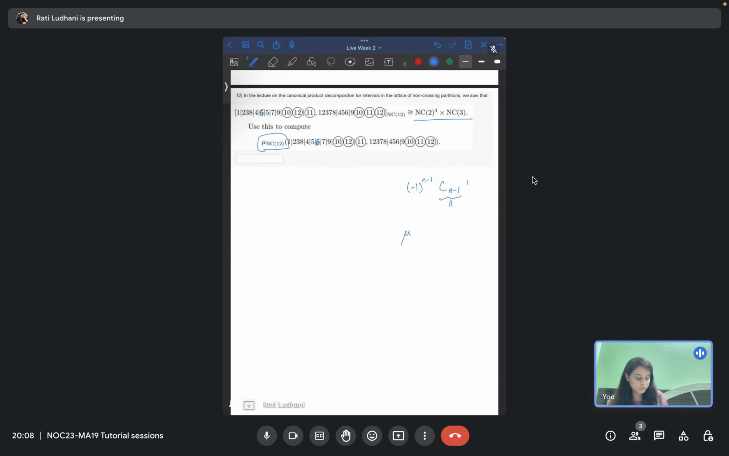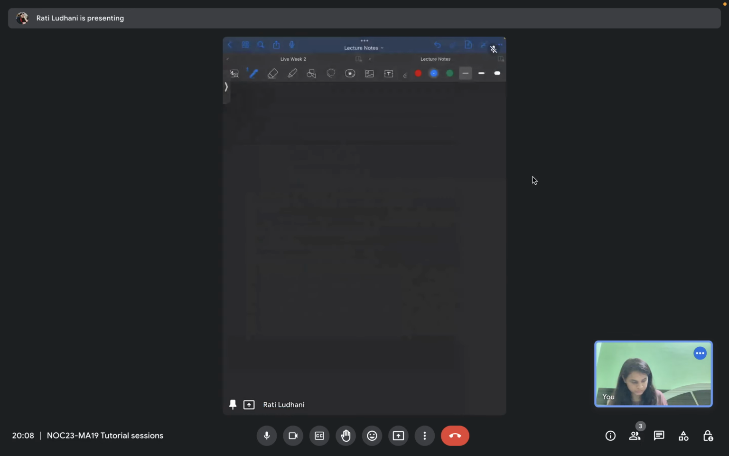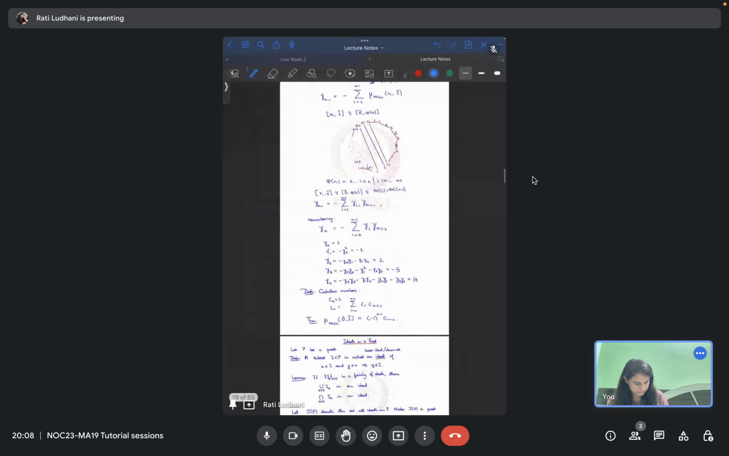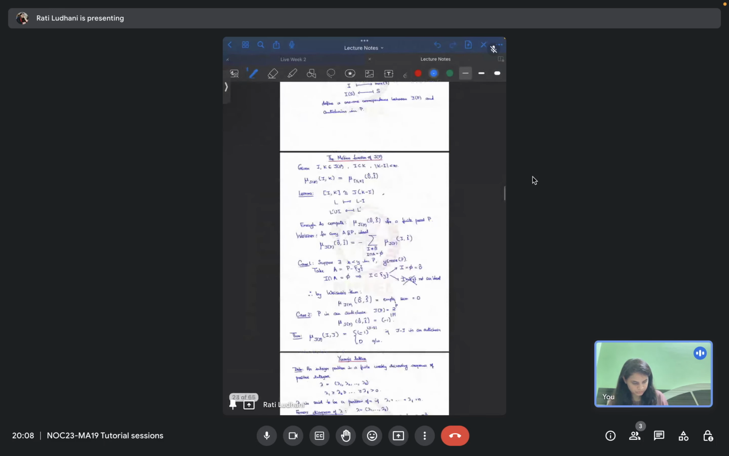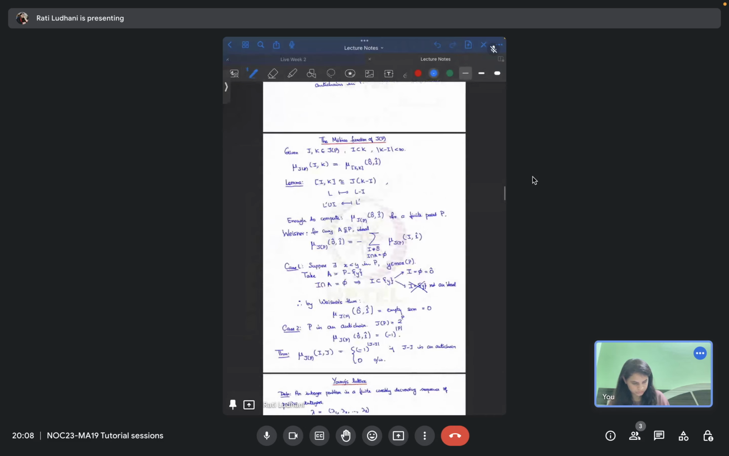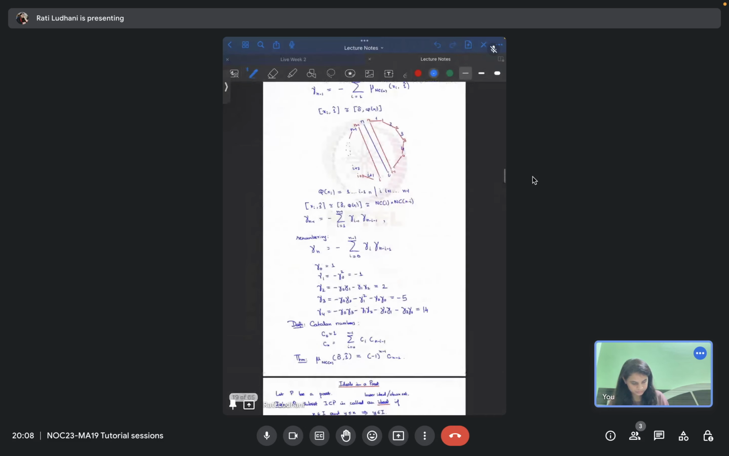That is mu of pi, but this is NC, non-crossing. So that was the pi thing, but for this it is a Catalan number. So you can check the notes, I can show you if you want. This should be like this. The Mobius function of, not this, this is the ideal, this one.